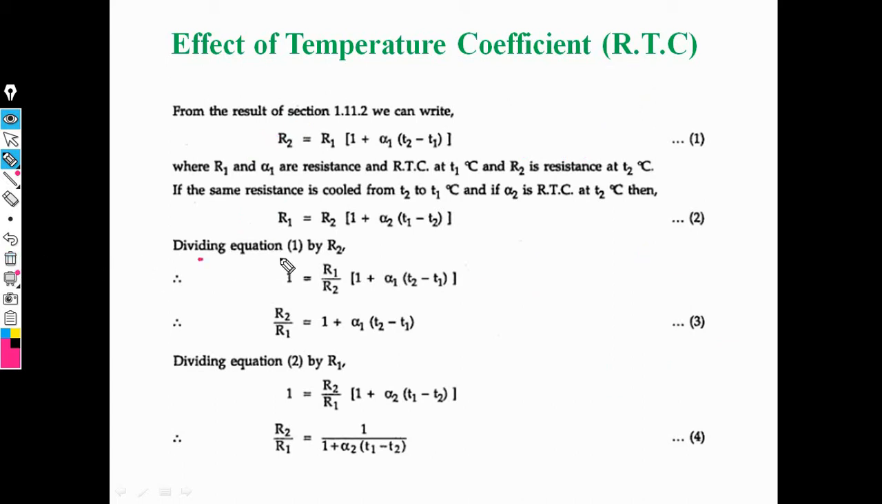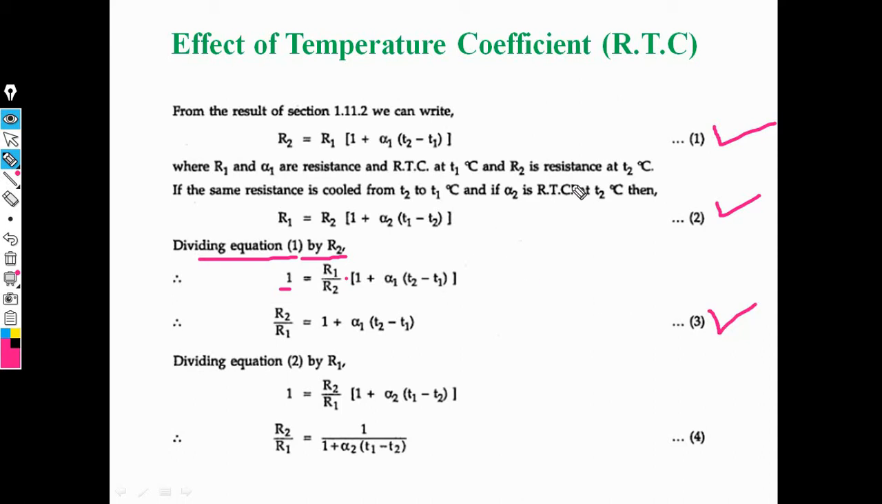Here equation 1 is this, equation 2 is this. Divide equation 1 by R1, then R2 by R1, and on the other side we obtain 1 plus alpha1(T2 - T1). Then R2 by R1 is equal to 1 + alpha1(T2 - T1). This is equation number 3.